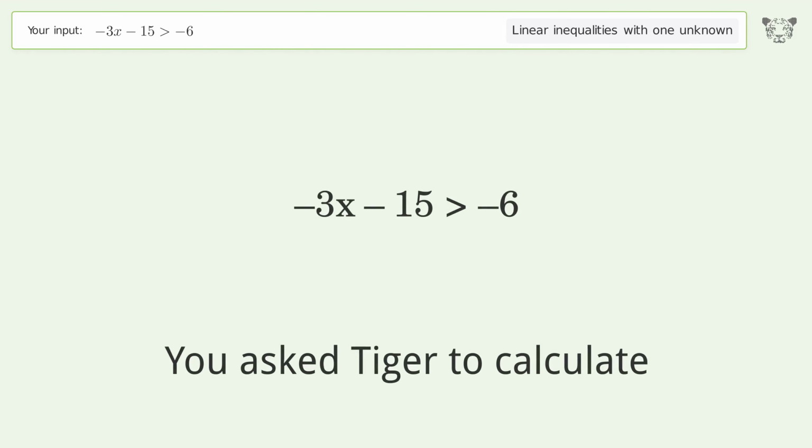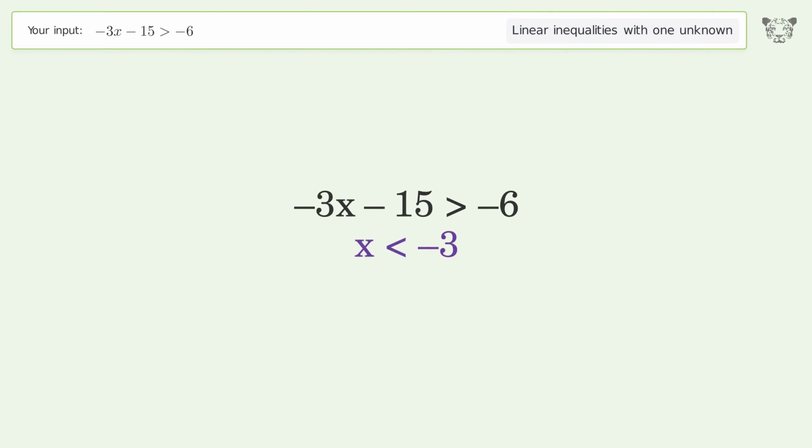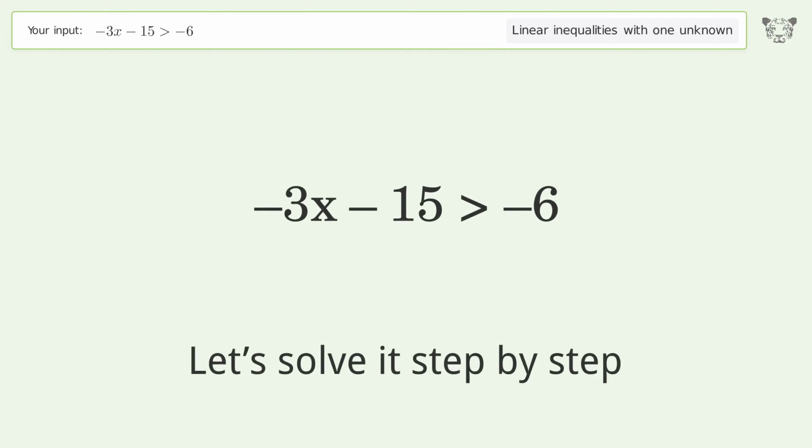You ask Tiger to calculate. This deals with linear inequalities with one unknown. The final result is x smaller than -3. Let's solve it step by step.